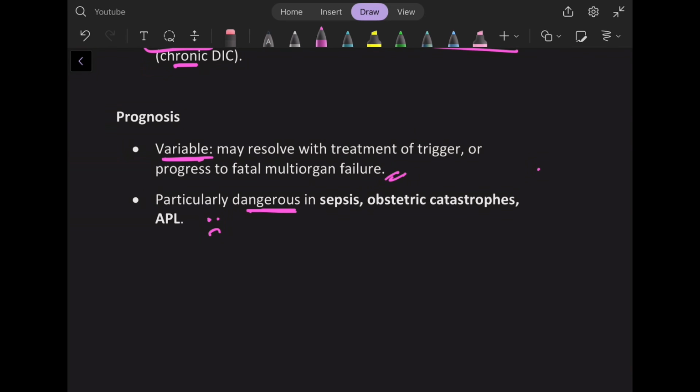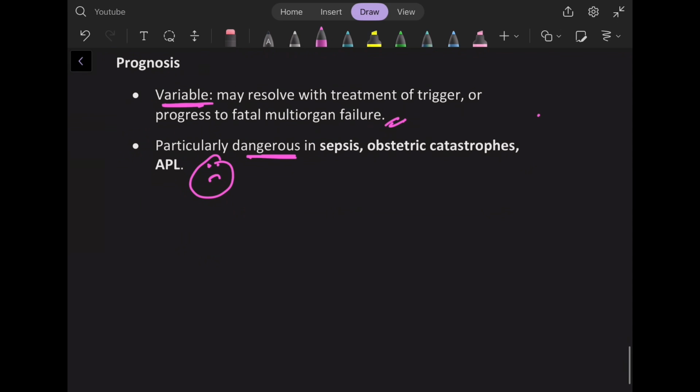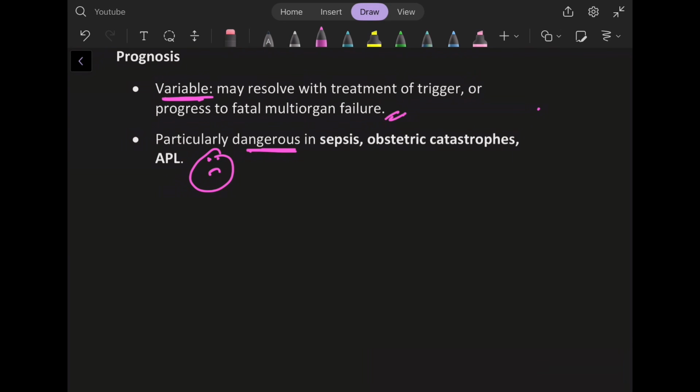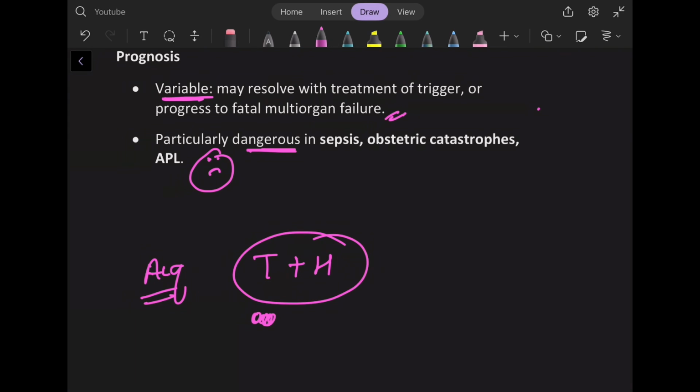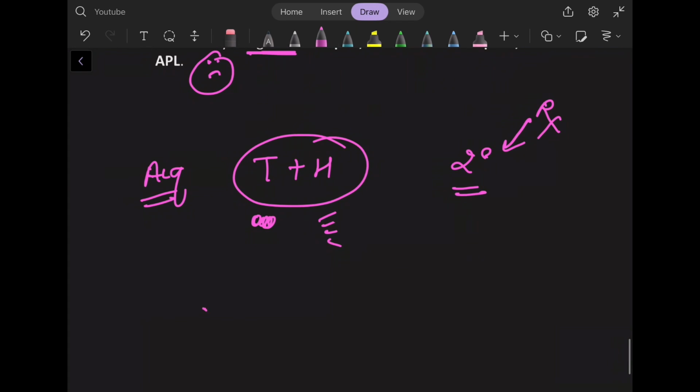So to summarize, DIC is an acquired systemic coagulopathy characterized by both thrombosis and bleeding, with typical lab findings and morphology. Always remember, it is secondary to an underlying cause, and treatment must focus on that primary trigger. This is a must-know topic for exams and clinical practice.